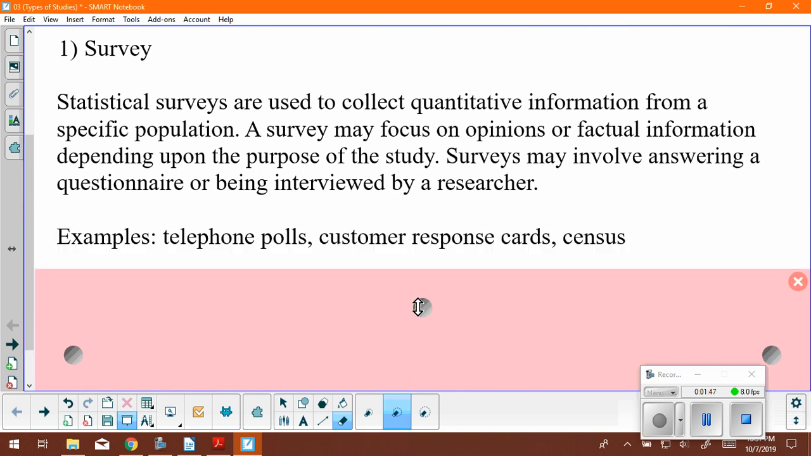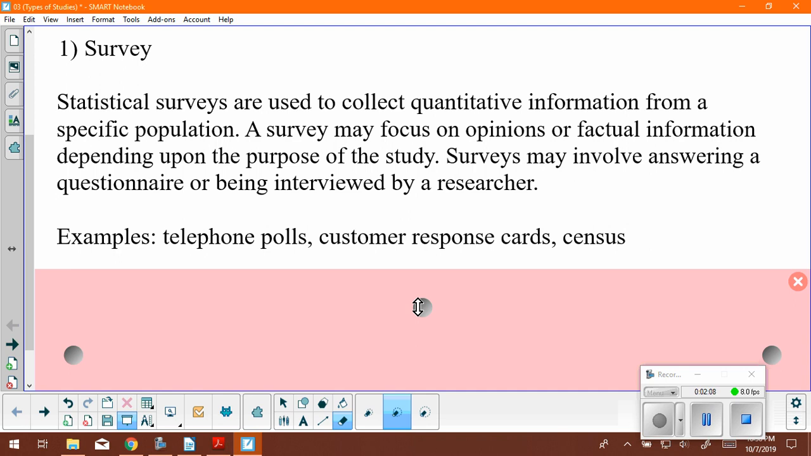So for example, telephone polls. If you ever get a call on the phone asking you to complete a survey. Actually, you may have even heard there's a radio ad at the moment asking you if you see numbers come up in your call display, please don't hang up. They want to survey you about TV and radio habits and things.